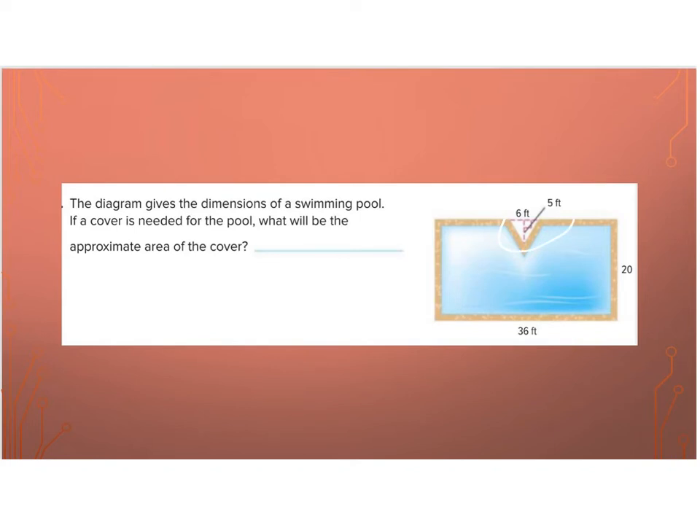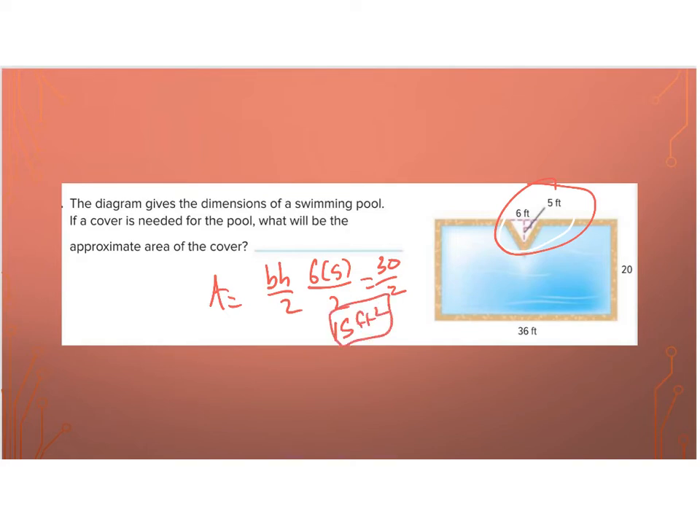So if we find the area of the triangle first. Oh, that's white, so that didn't work. We know that area is equal to base times height divided by 2. So it's going to be 6 times 5, which is 30, divided by 2. So 30 divided by 2 is 15 feet squared. And then the area of the rectangle would be 20 times 36, because area is equal to length times width, which gives me, I believe, 720 off the top of my head, but 36 times 20, 720.